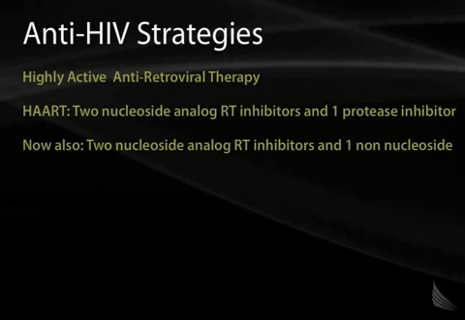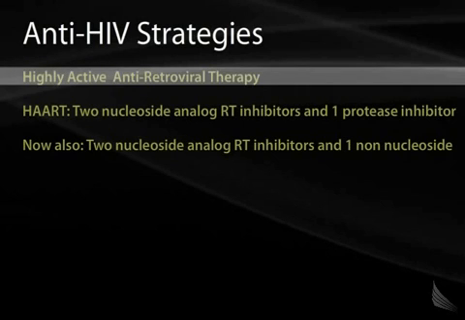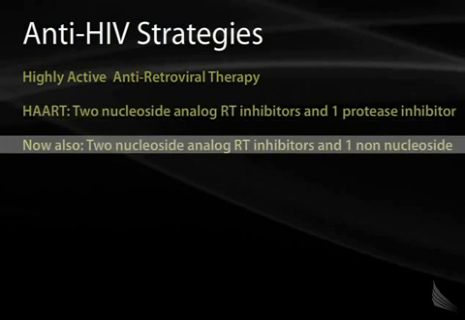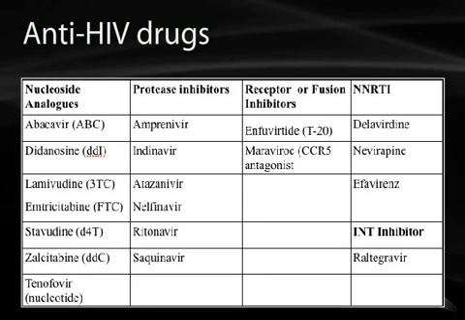Anti-HIV strategies include HAART, or highly active antiretroviral therapy, which is 2 nucleoside analog reverse transcriptase inhibitors and 1 protease inhibitor. We now also have 2 nucleoside analog reverse transcriptase inhibitors and 1 non-nucleoside analog reverse transcriptase inhibitor. This table shows the various anti-HIV drugs. Basically, you should be familiar with which drug fits in which category. And as you know, we have nucleoside analogs, protease inhibitors, receptor or fusion inhibitors, and non-nucleoside reverse transcriptase inhibitors.